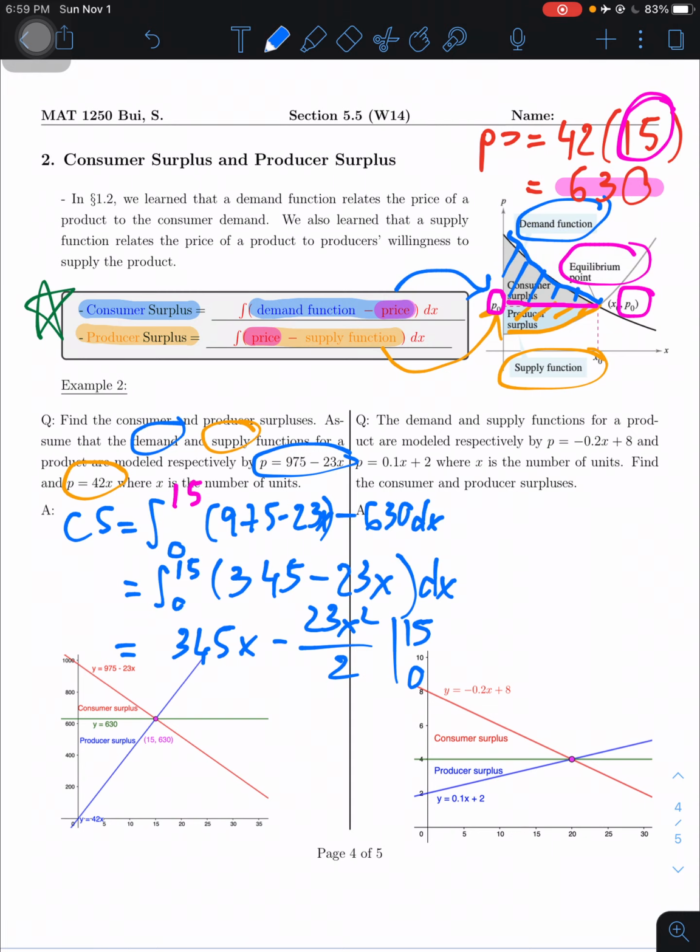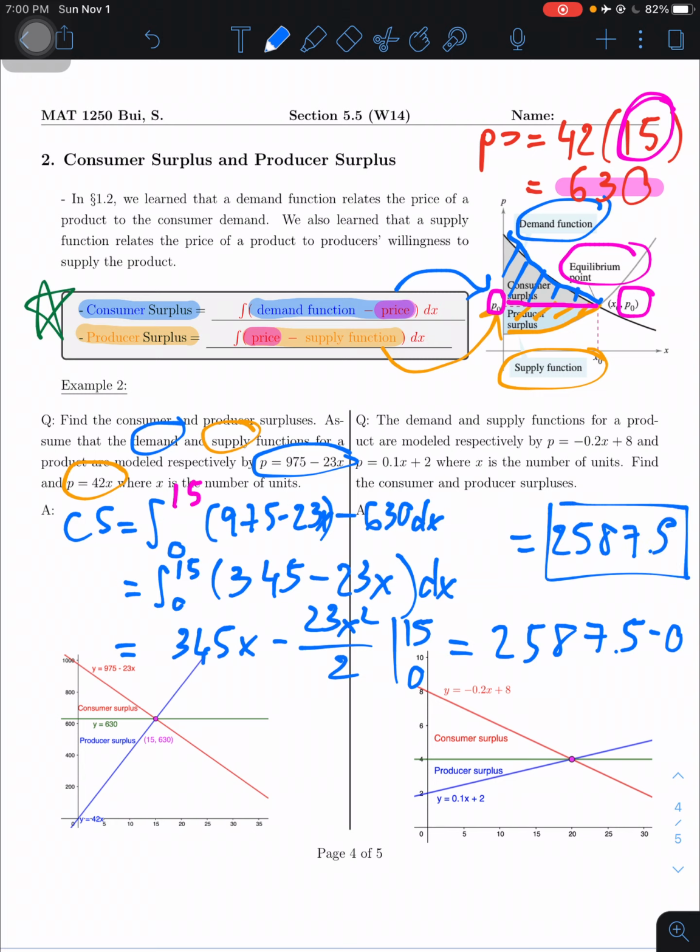Okay, so in here, if we plug in 15, we're going to get 345 times 15 minus 23 times 15 squared divided by 2, which is 2587.5. Okay, that's an ugly 7. And then minus 0, right, for the second bound. So then the final answer in here is going to be 2587.5. Final answer.